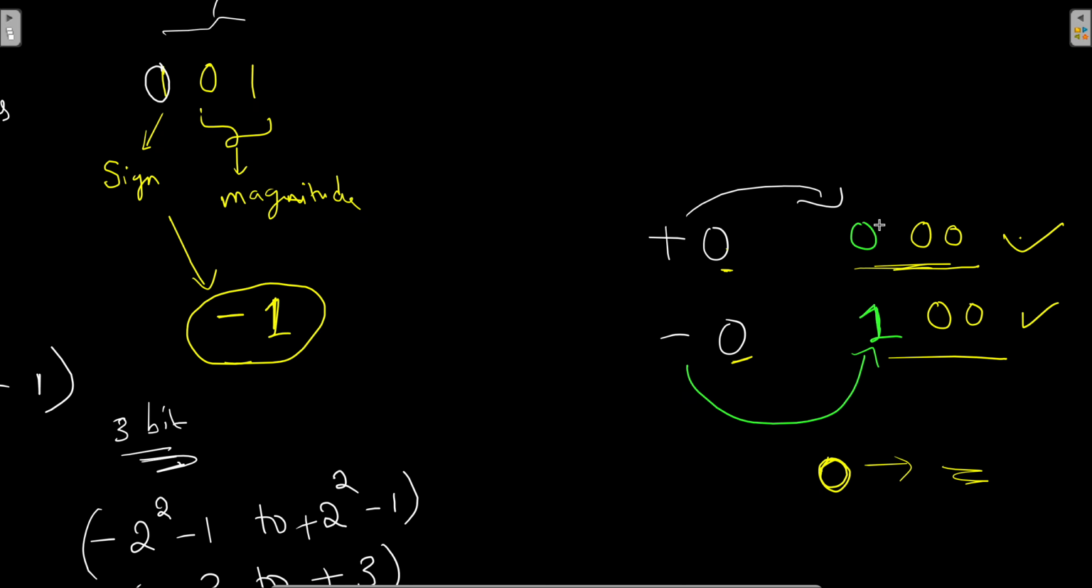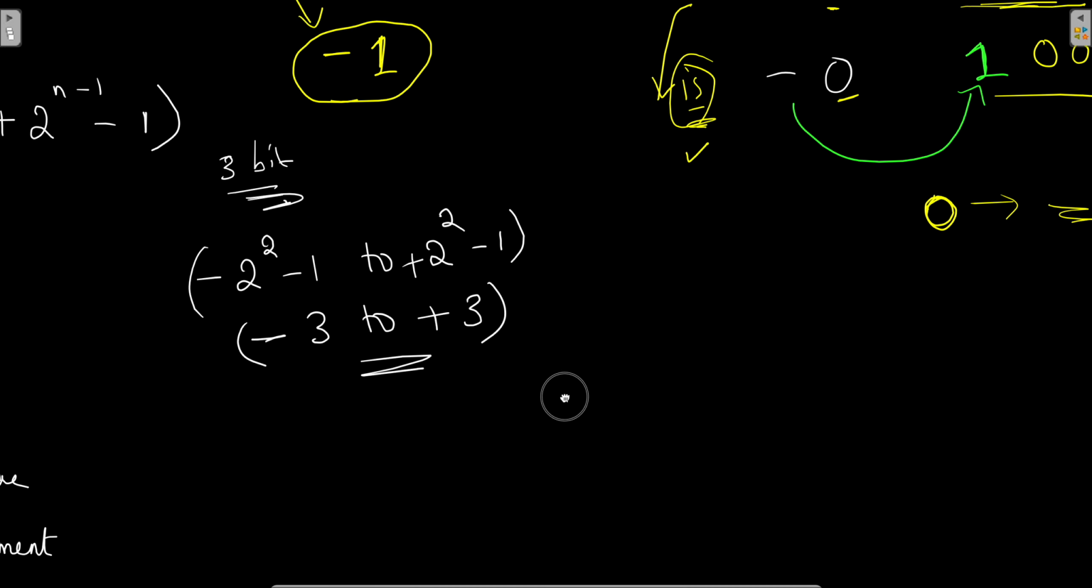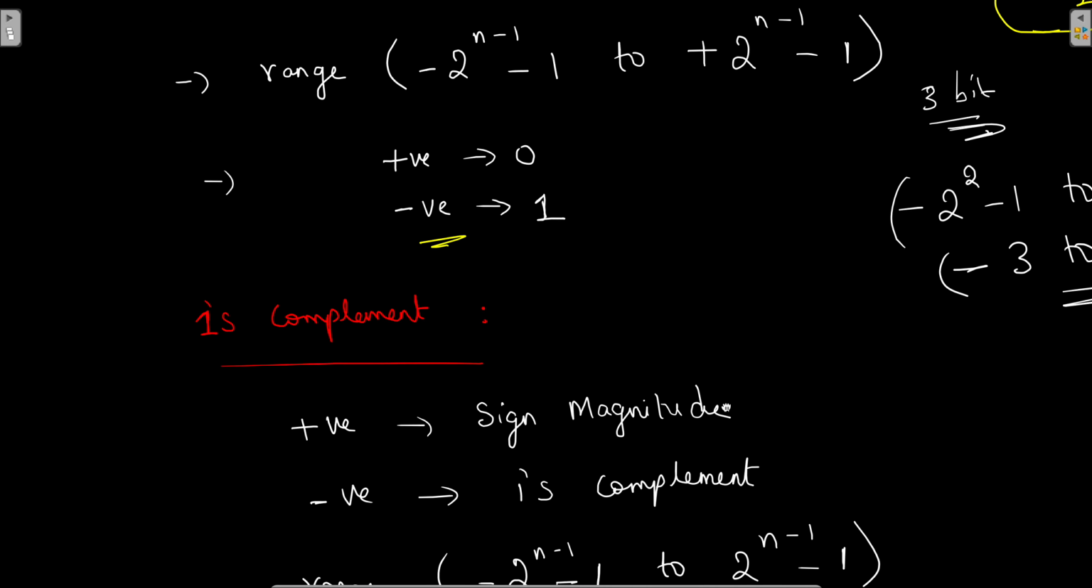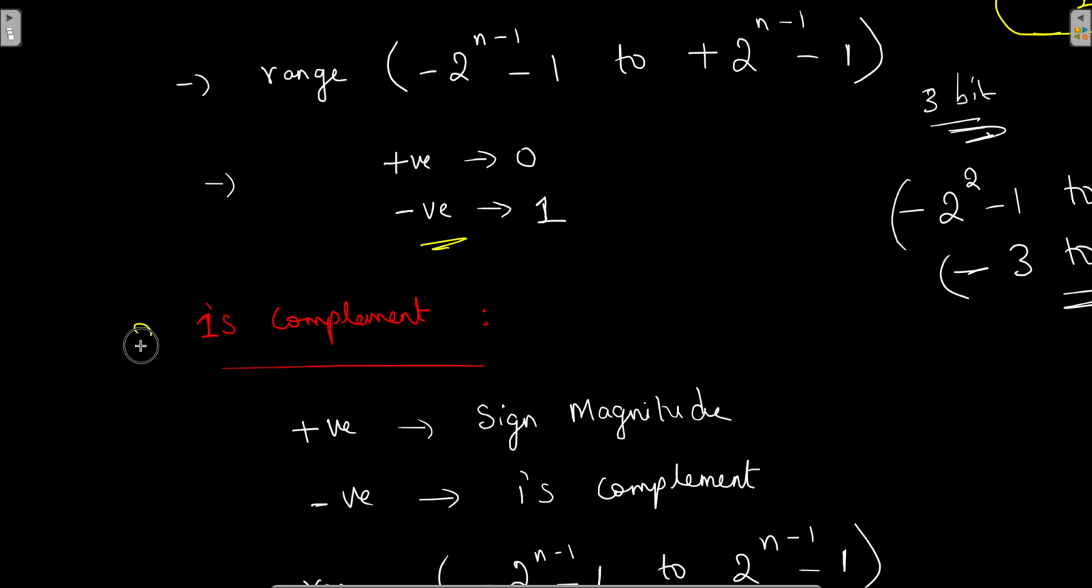For plus 0 it means 3 zeros, and for minus 0 it means 1 0 0. To avoid this in sign magnitude, we are going to ones complement. We are checking whether, in the ones complement method, these two representations are avoided and only one representation is possible. Now we are going for ones complement. The second one is ones complement.